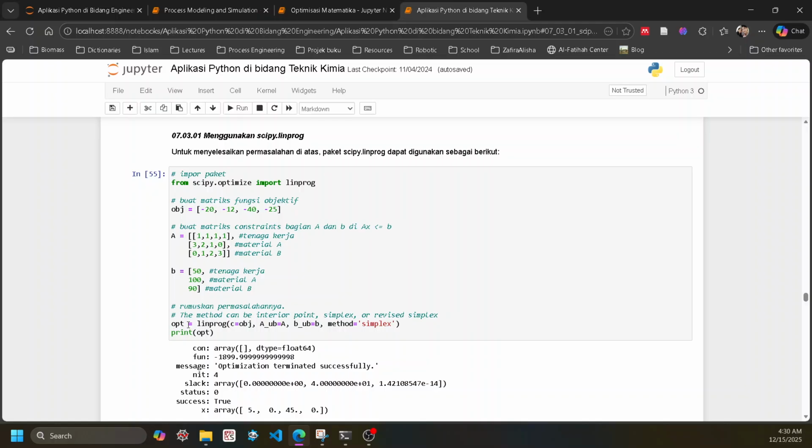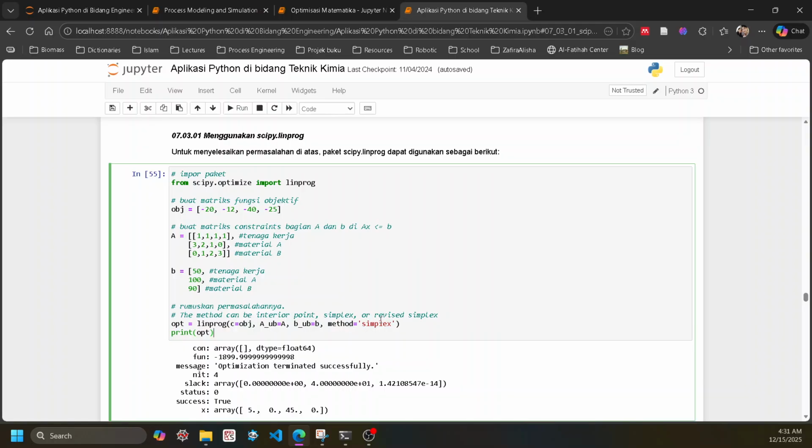Optimization, or opt in this case, equals linprog, the package that we called earlier. Open bracket, c is the objective function, and then A_ub, meaning the upper bound, equals A here, and then b_ub. I don't remember what UB is. Anyway, we have the matrix and the constraint vector, and the method is simplex. So we have to specify the method simplex, and then we simply print the opt, right?